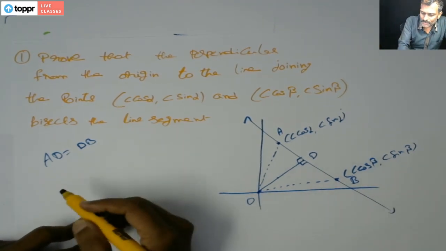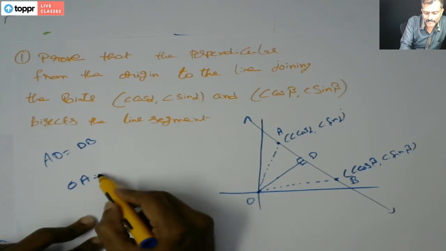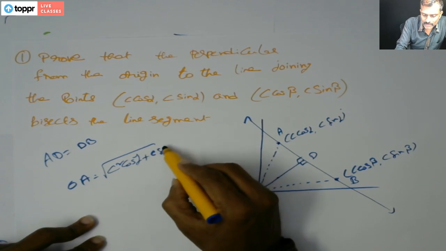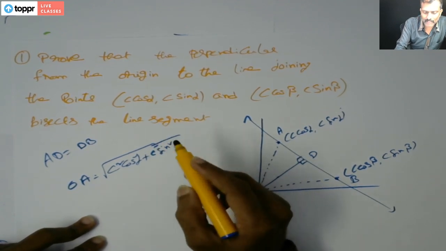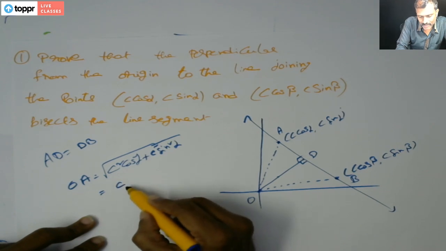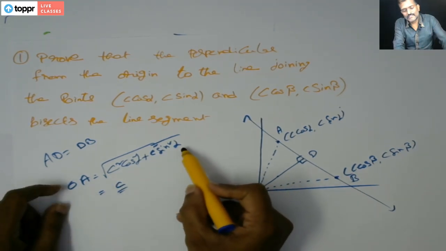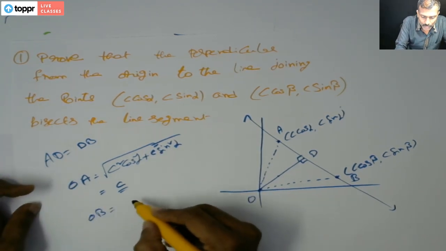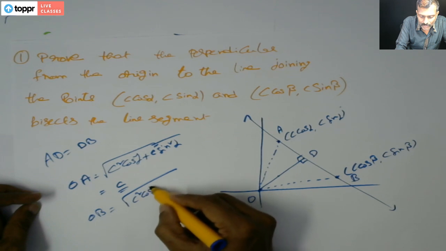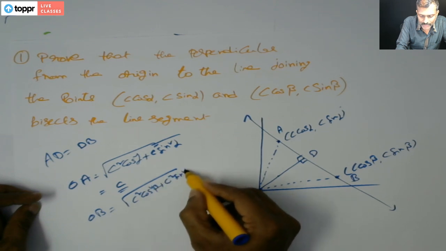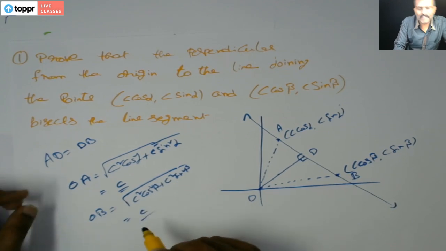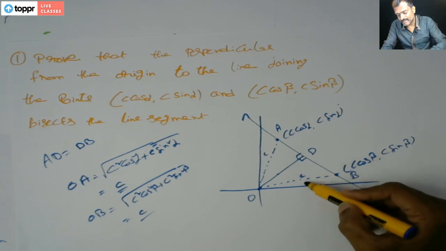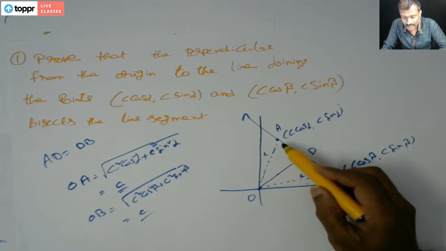Now if you observe carefully, the distance OA is nothing but root of c square cos square alpha plus c square sine square alpha. This is nothing but c, because cos square alpha plus sine square alpha is equal to 1, as you can take c square common and pull it out. Similarly, OB is root of c square cos square beta plus c square sine square beta, which will again be equal to c. So the length of this side is c and the length of this side is also c.